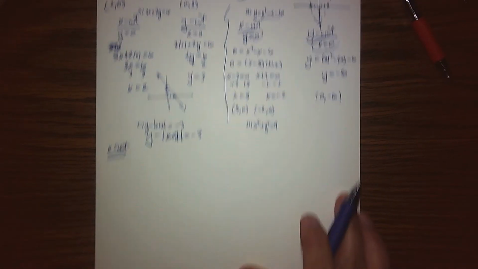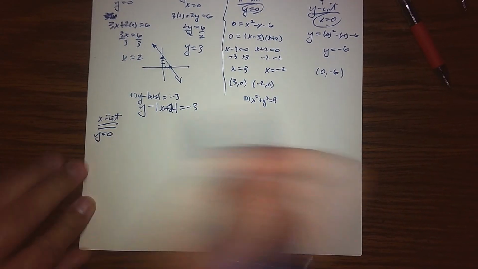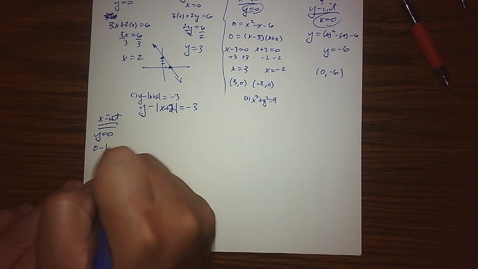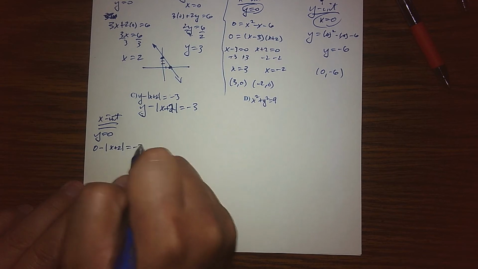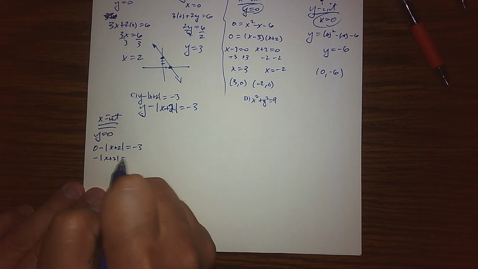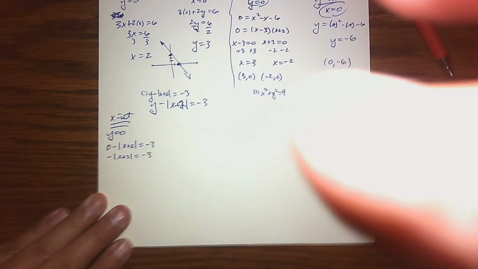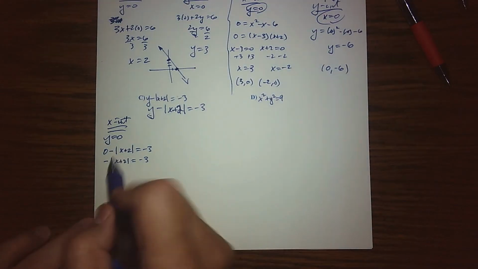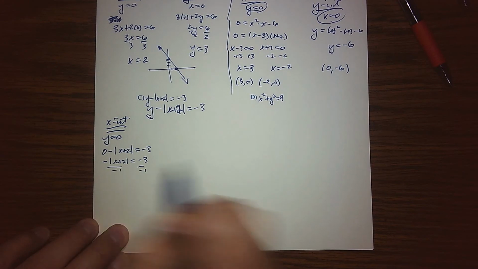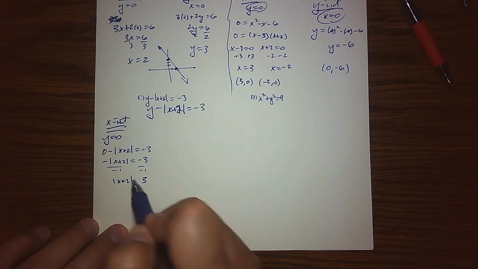So to find the x-intercept, which I'd like to do first, I need to let y equal 0. So if I let y equal 0, we get 0 minus the absolute value of x plus 2 equals negative 3. So we basically have negative absolute value of x plus 2 equals negative 3. We have an absolute value equation. And what we learned in the past, the way that we solve an absolute value equation is we isolate the absolute value. So perhaps I do that by dividing both sides by negative 1. X plus 2 now becomes the absolute value of 3.